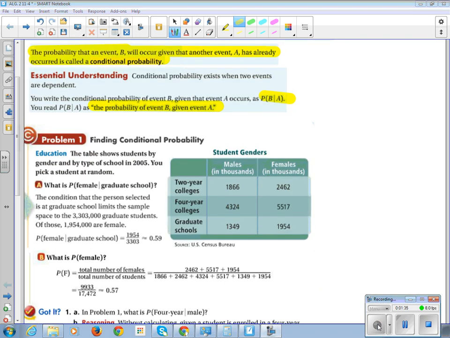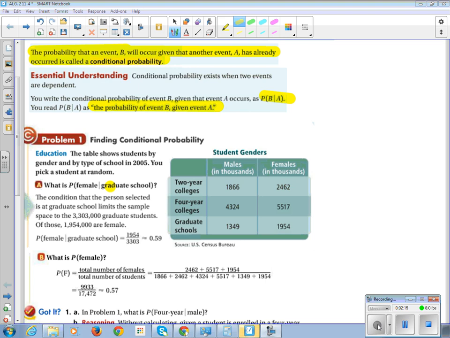Alright, so finding conditional probability. The table shows students by gender and type of school in 2005. You pick a student at random. A says, what is the probability of being female given that you're in graduate school? So the probability of event B given event A. Probability of being female given that you're in graduate school.